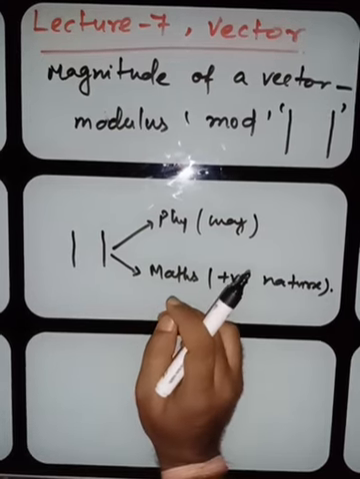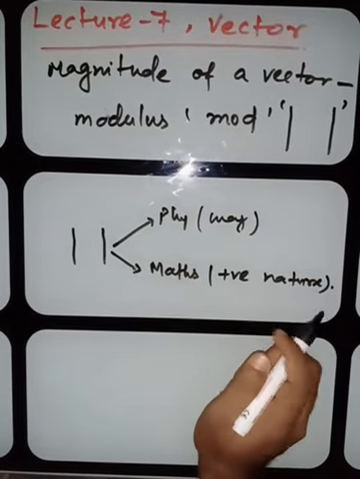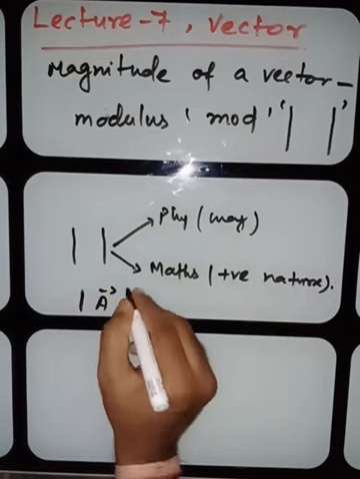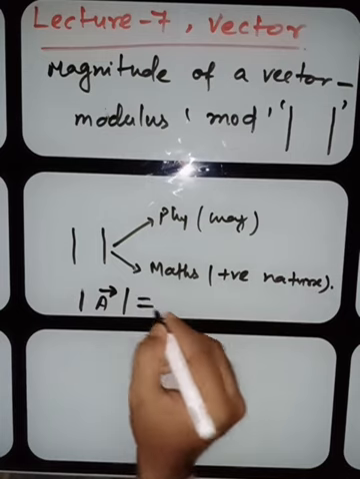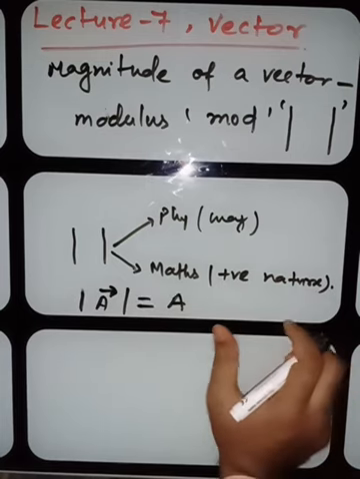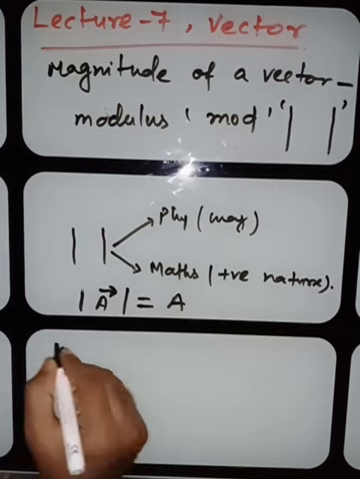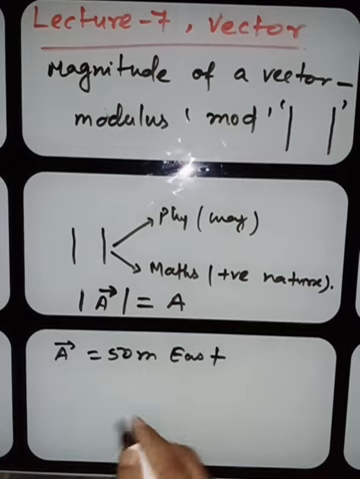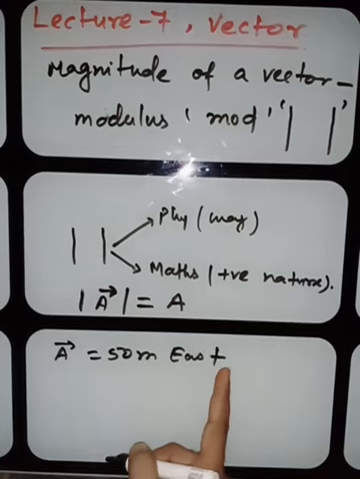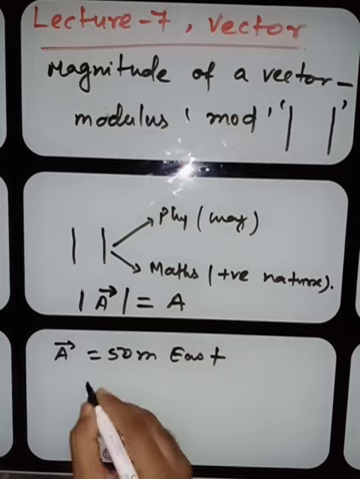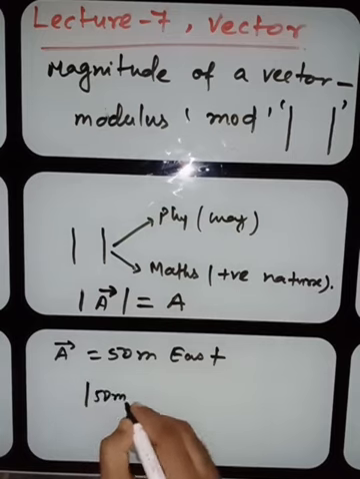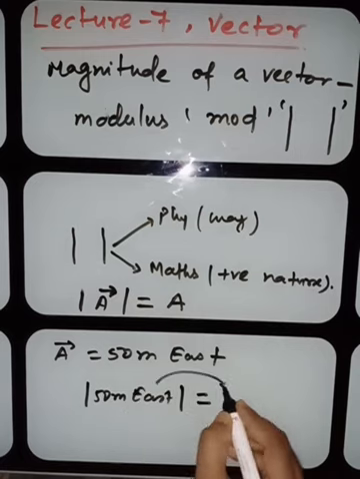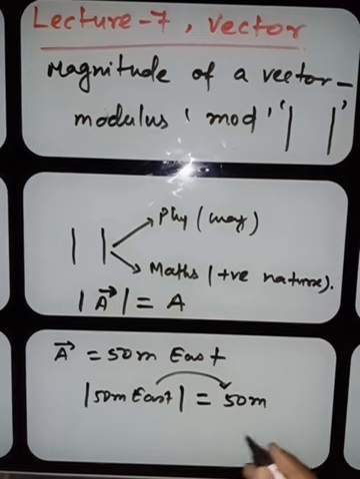What does it mean? If you put a vector A in this operator, the output will be the magnitude only. It will lose the direction. Suppose you are representing a vector as 50 meter east. Remember, this is a vector quantity. 50 meter is the magnitude and east is the direction. If you put this 50 meter east in the modulus, then the output will be what? It is only 50 meter, direction gone.